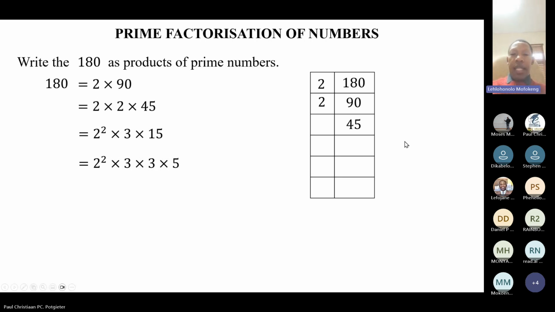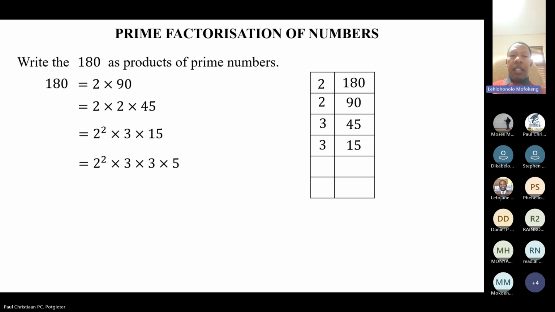2 divides into 90, 45 times. Now, we have to divide 45 with the next prime number, because now 2 doesn't divide into 45. The next prime number will be 3. So if we divide 45 by 3, we will get 15.